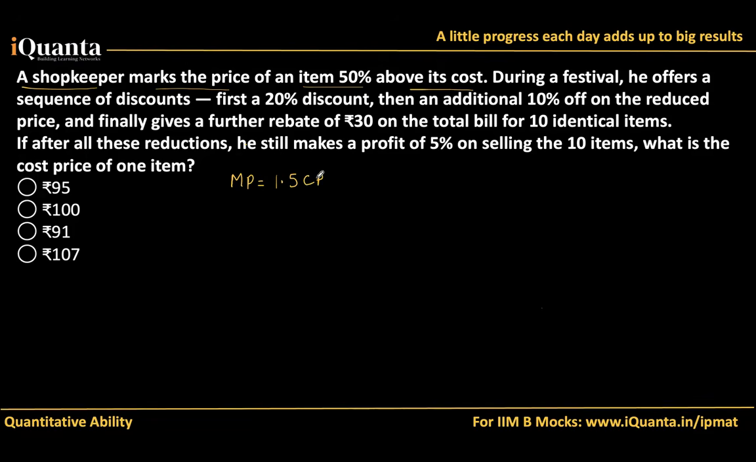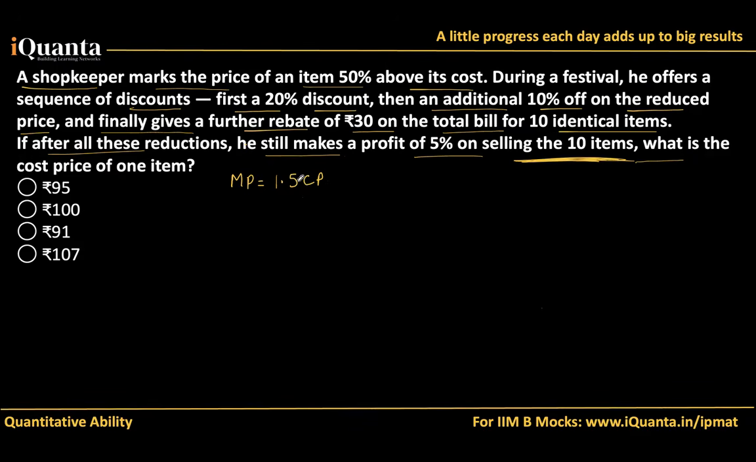During a festival, he offers a sequence of discounts. First, a 20% discount, then an additional 10% off on the reduced price, and finally gives a further rebate of 30 on the total bill for 10 identical items. If after all these reductions, he still makes a profit of 5% on selling the 10 items, what is the cost of one item? Okay. So when you finally read this question, we are talking about actually 10 items. We know that the mark price is 50% above the cost price because it was marked 50% above, isn't it? So this is the relation between CP and MP.